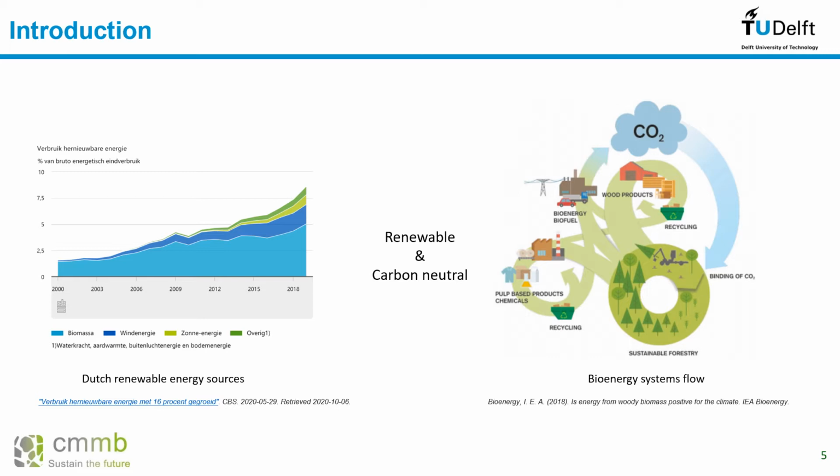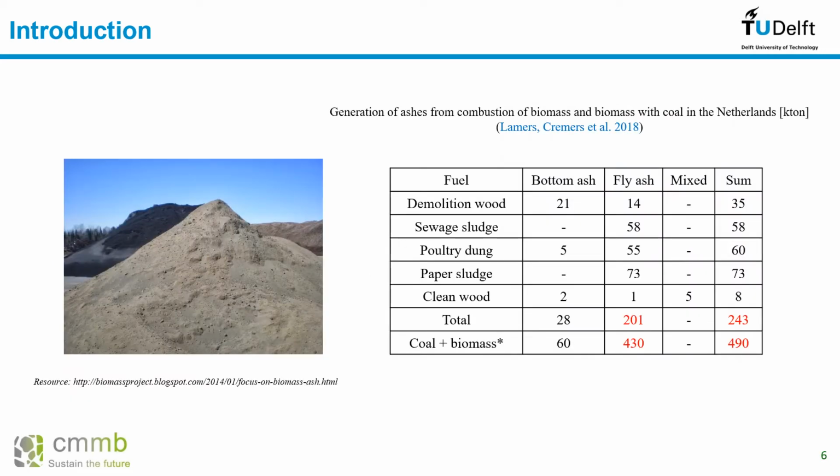As you can see, in the Netherlands around two thirds of the renewable energy is biomass energy. This is because biomass is considered a carbon neutral fuel, which means that with good sustainable forest management, we can achieve practically zero CO2 emission during the combustion of biomass. But still, we have some byproducts similar to coal combustion: the fly ash and the bottom ash. And from the data, you can see that the fly ash is still the dominant one.